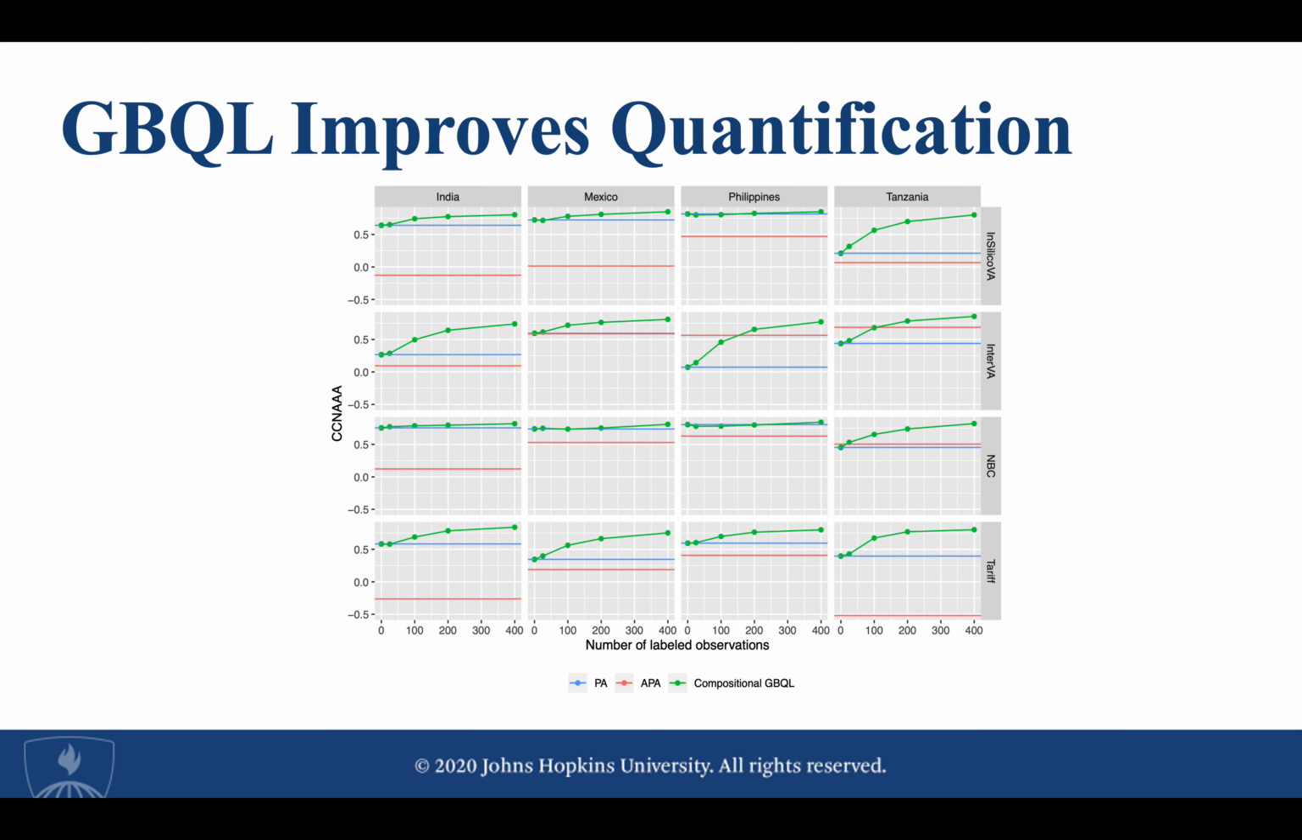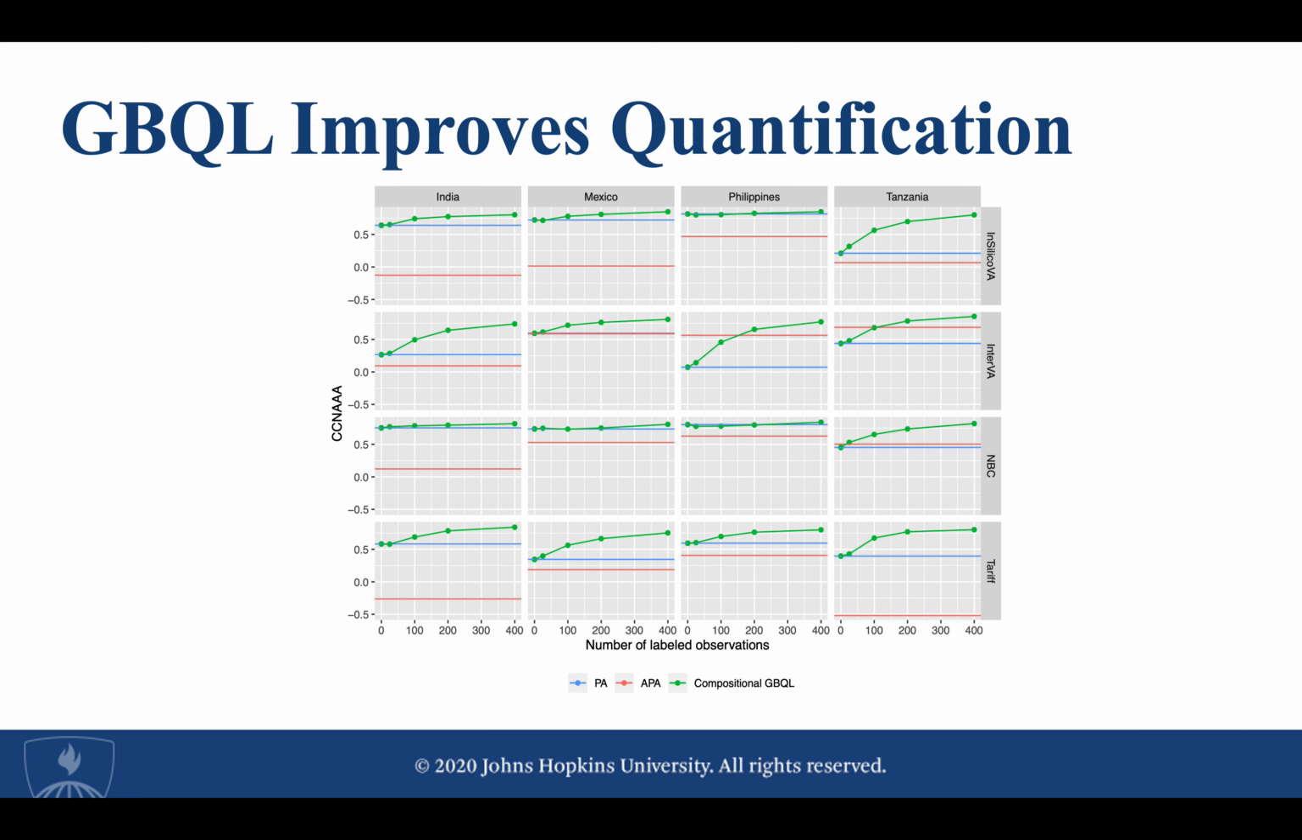In this plot, which shows the results from our GBQL quantification, each row represents a different algorithm, and each column represents a different country which is being used as the test set. The y-axis is an accuracy metric for quantification, in which a higher score corresponds to higher accuracy, and the x-axis shows the number of individuals that we use in our labeled set to estimate the misclassification matrix M. The green line is the GBQL method, while the blue line is the naive estimate, and finally the red line is the estimate when we use M from the training data rather than the test data.